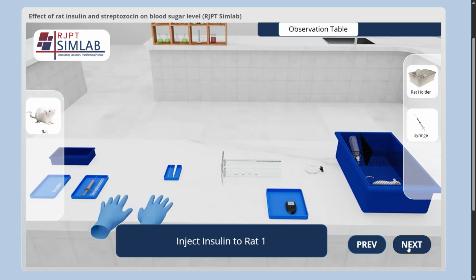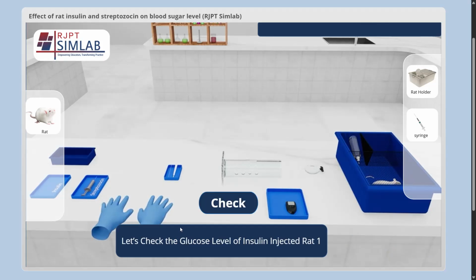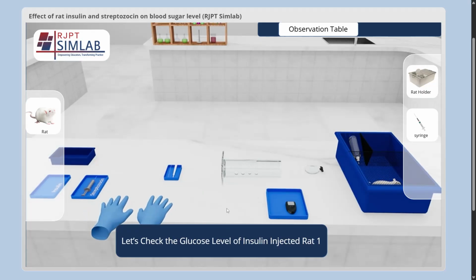Now we will move on to the next step. By clicking this next button, we can jump to the next step, or by clicking this previous button, we can move backwards. We will move forward. And now let's check the glucose level of our insulin injected first rat.